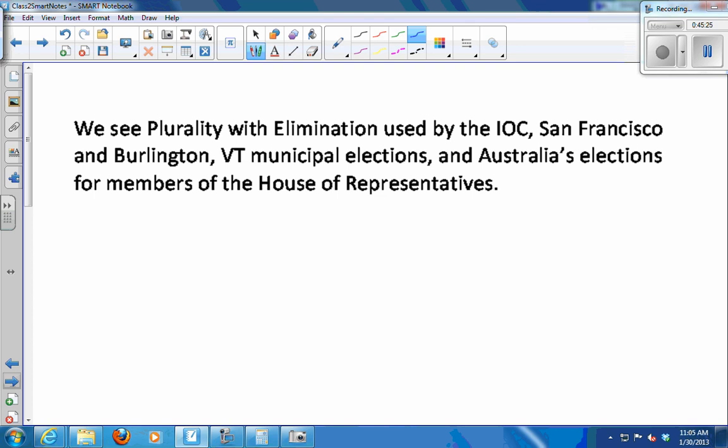The International Olympic Committee. Sorry, House of Representatives in Australia, not its Senate. And there are some other cities too, that people have told me but I can't remember off the top of my head.